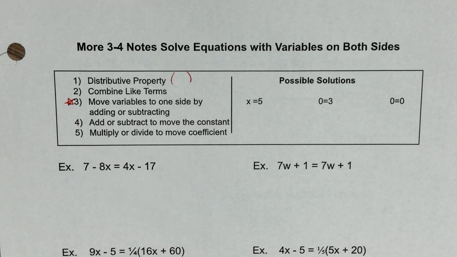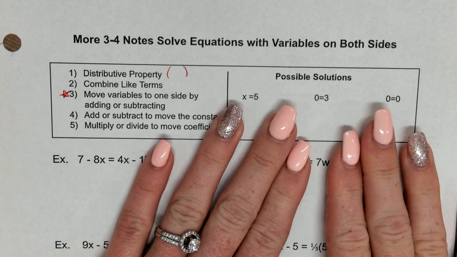It doesn't. Okay, I like to pull them to the left because when we get to inequalities, we want them on the left. But it does not matter which way you pull them. Then you're going to add or subtract to move the constant, and then multiply or divide to move the coefficient. Remember, there are 3 possible solutions.